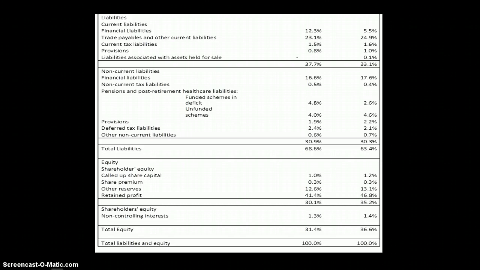Owner's equity, as you can see, decreased slightly. It went from 36.6% to 34.3%, which is a decrease because they spent more money on different assets.